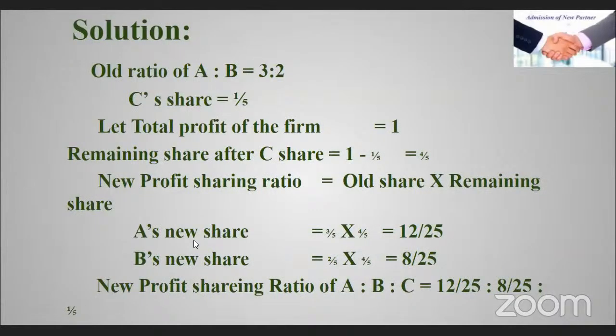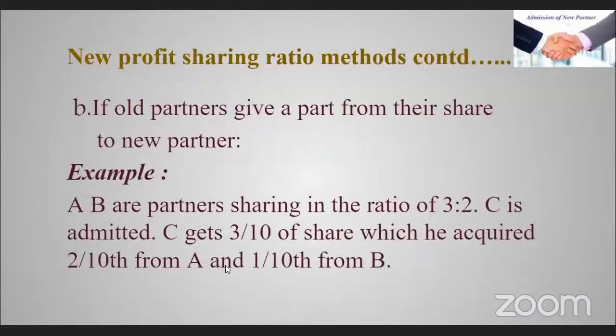Now, this is the most important method, which you will get in most of the questions on admission of a partner or retirement. The next, second method is like this. The second and third methods are helpful for attempting short answers. In essay and long answer questions, these will be given very rarely, but let us know about this. Look at this sentence formation. A and B are partners sharing profits in the ratio of 3:2. C is admitted. And how is C getting his share?